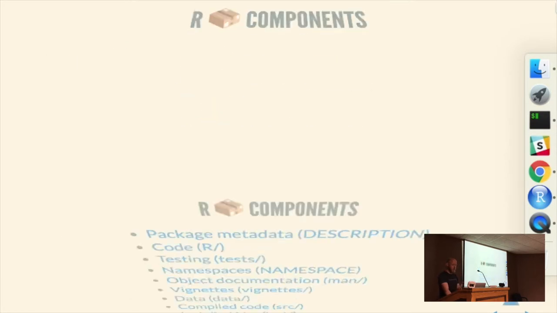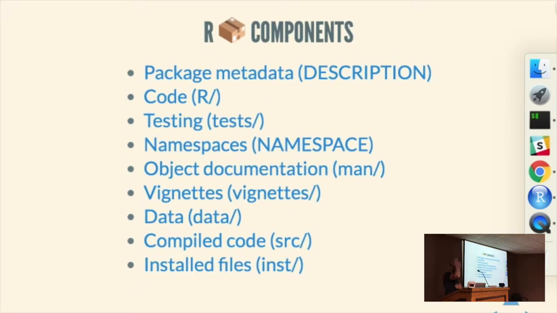So, R package components: what makes an R package? This is pulled from the R Packages book. Basically, there's a fairly long list of different things here. R packages are basically structured files on disk, so there's just a file hierarchy structured in a certain way. That includes the metadata about the package, which is in the description file, your R code, which lives in the R directory, tests, living in the tests directory, and you can see there's a bunch more here that I don't really need to go through.